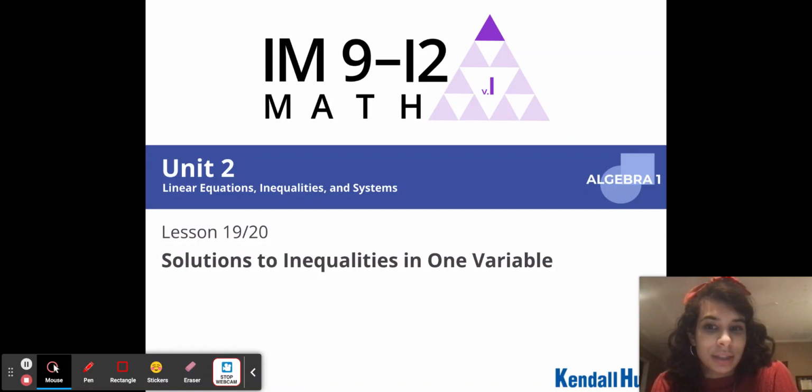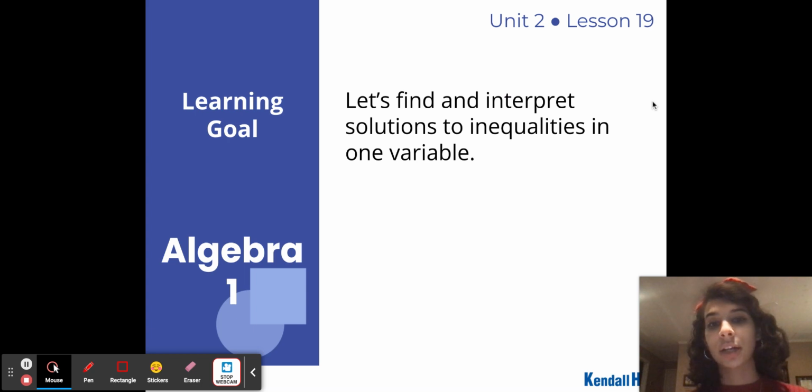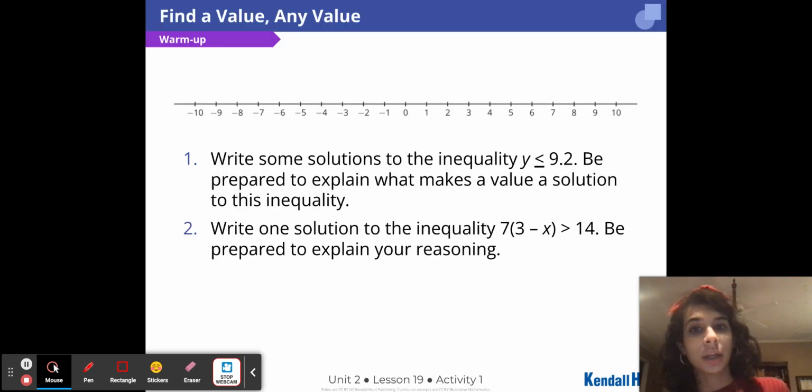All right, welcome to lesson 19 and 20. Today we're going to be talking about how to solve one variable inequalities. Last lesson we introduced what an inequality is and how we can represent inequalities in different situations, so today we're going to talk about different solutions to inequalities in one variable. Our learning goal for today is to find and interpret solutions to inequalities in one variable.